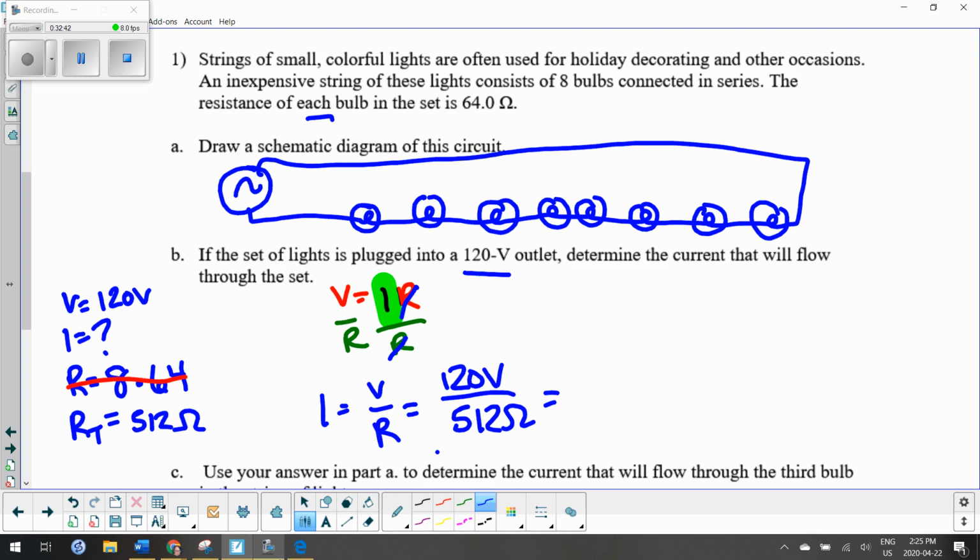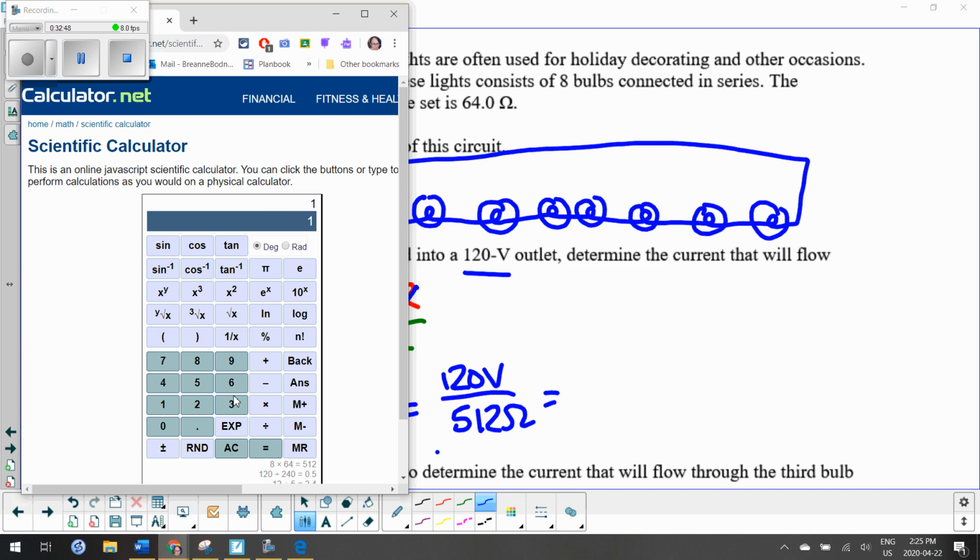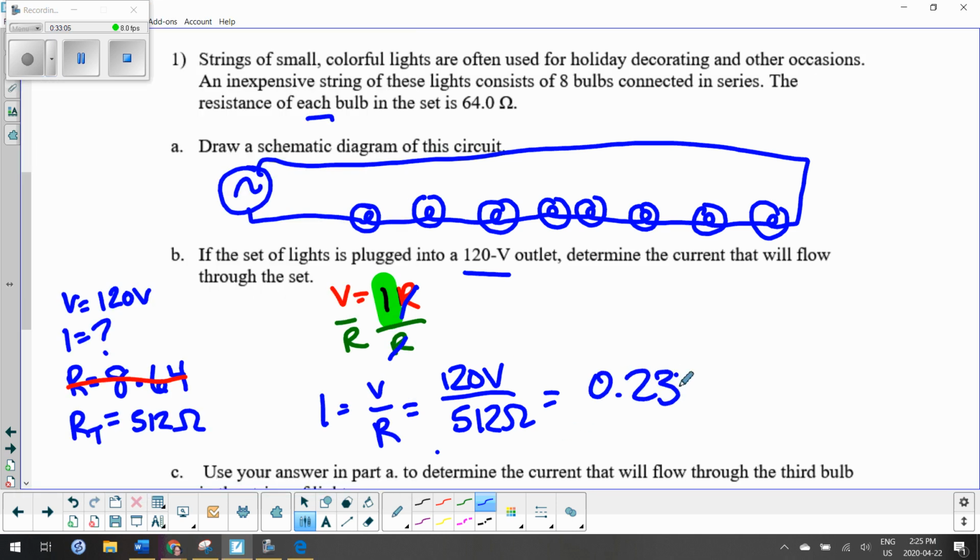You can plug that into your calculator. So 120 divided by 512 equals 0.234. And I'll just keep it to 3 digits. That 3 doesn't tell that 4 to do anything. So 0.234, and since I'm solving for current, amps.